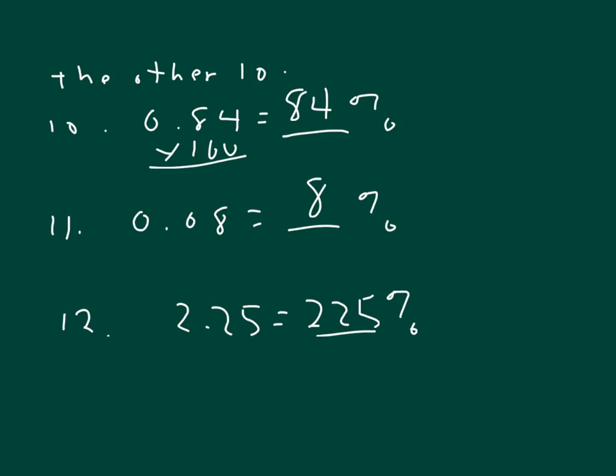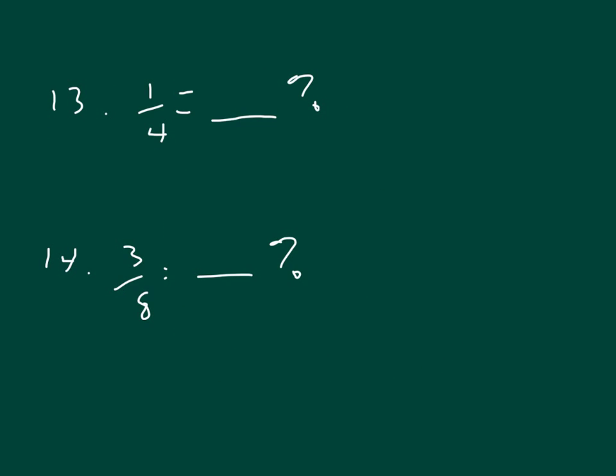0.25 is 25%. So just a way to look at it is 200 plus 25, or 200% plus 25%. Just a way to kind of justify that 225. 1 out of 4 is 25 out of 100. That's one way to do it.